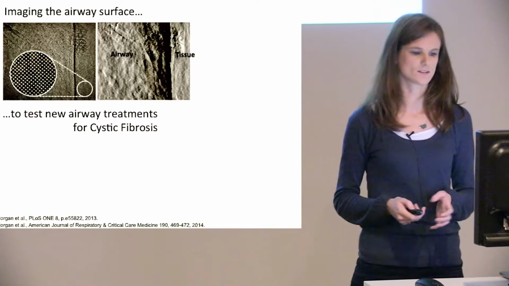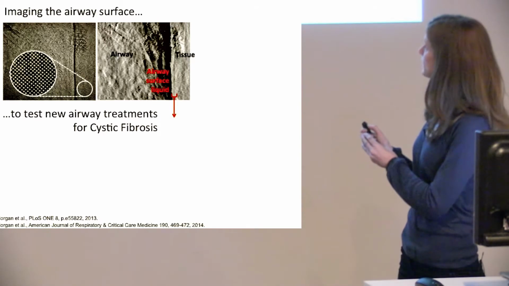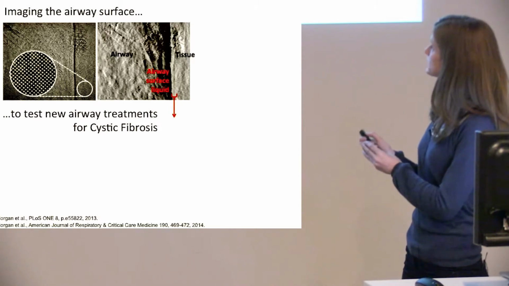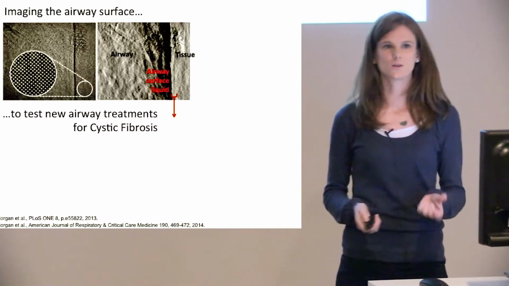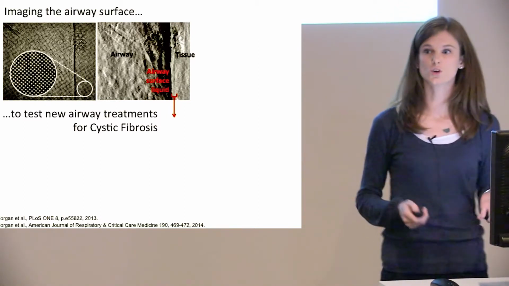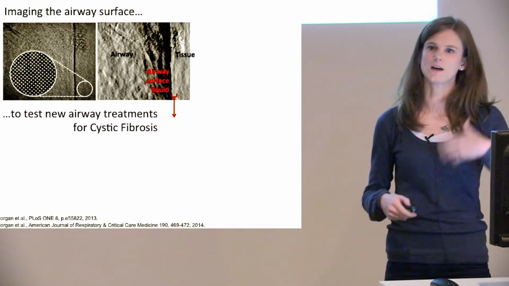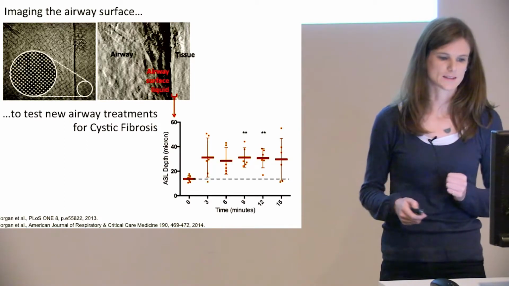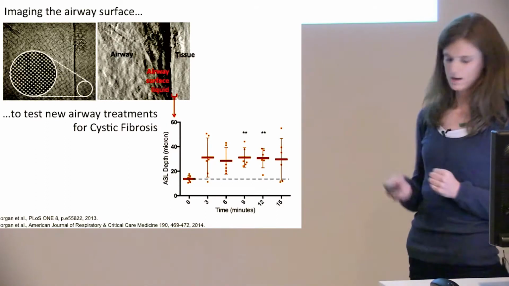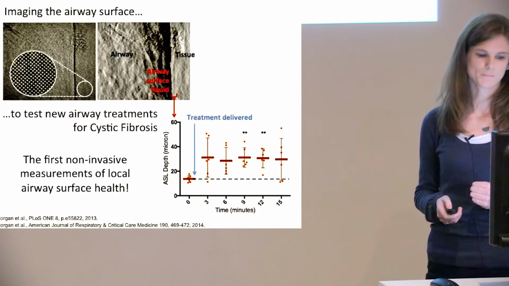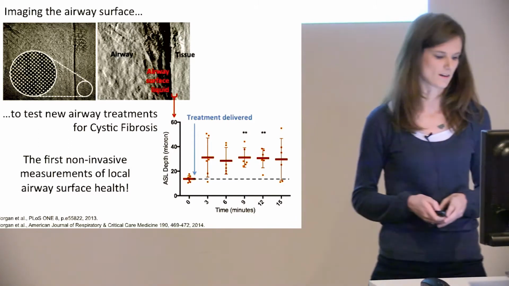So in cystic fibrosis, this liquid layer here, you can see there's a really fine line going down between the tissue and the airway. And so there's liquid in this little space here. And that liquid depth is decreased in cystic fibrosis. So if we have an effective treatment, we want to see that increase so that any debris that lands on the airway surface glides away from the lungs. And so we've imaged and tracked that, and we've seen that we do get an increase with an effective treatment, which is quite exciting as the first non-invasive measurements of the local airway surface health.